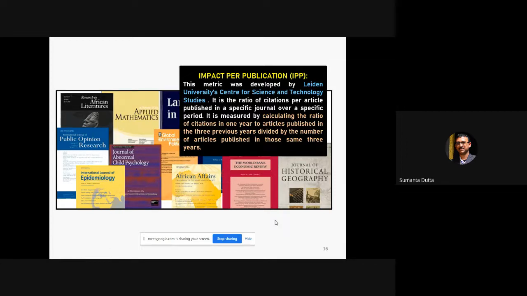IPP does not use any kind of subject field. They only provide some raw indication. That is called impact per publication. So that is generally how we calculate the impact factor.